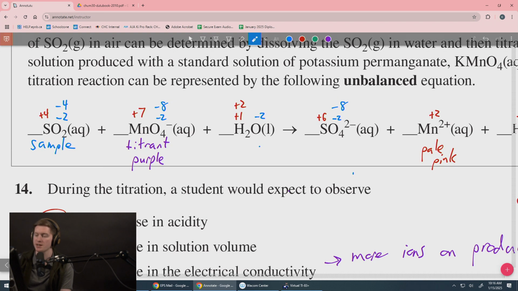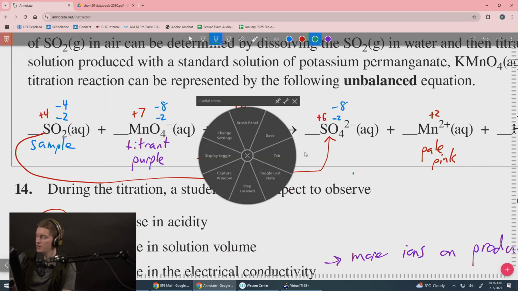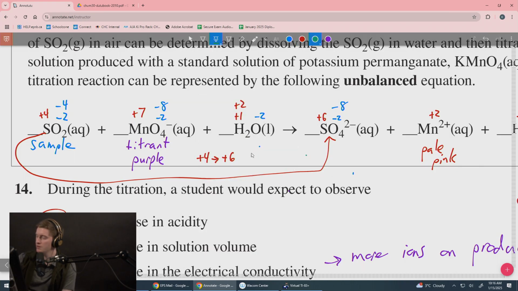So what's changing is the sulfur and the manganese. The sulfur is going from +4 to +6. So I'm going to just draw an arrow. I'm going to do this on the bottom of the reaction, that this is going to be our oxidation. So our sulfur is going from +4 to +6. So that is going to be a loss. Oops, I didn't mean to open that menu. Lose 2 electrons per sulfur. That's our oxidation half reaction.